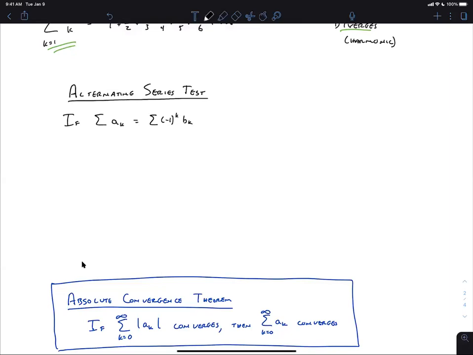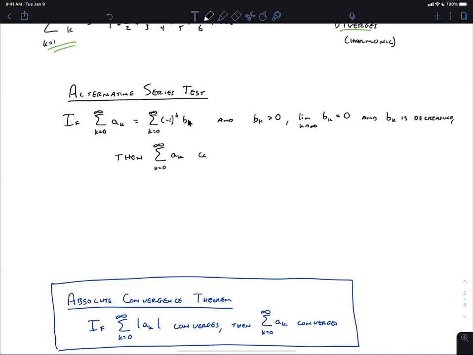Okay, so if the sum of a_k, and we can put bounds on this, but we'll say k equals 0 to infinity, but it does not have to start at 0, is equal to (-1)^k times b_k, meaning it's an alternating series, where a_k includes the (-1)^k and b_k does not, and 3 conditions hold: b_k is positive, the limit as k approaches infinity of b_k is 0, and b_k is decreasing, then the sum from k equals 0 to infinity of a_k converges.